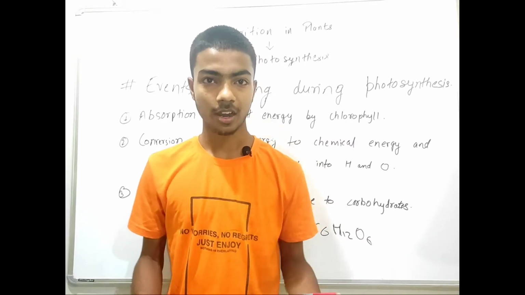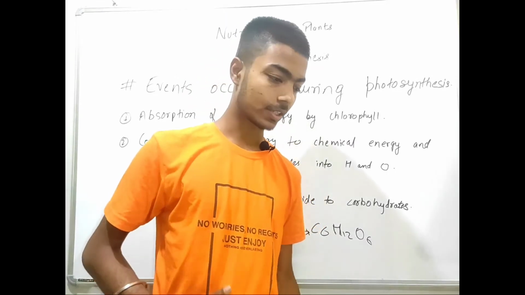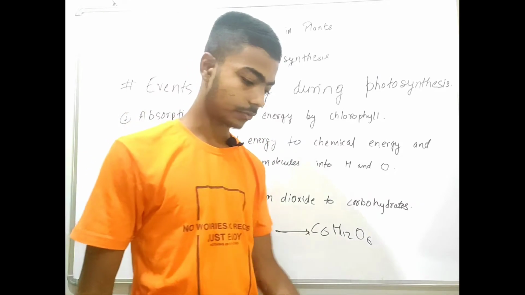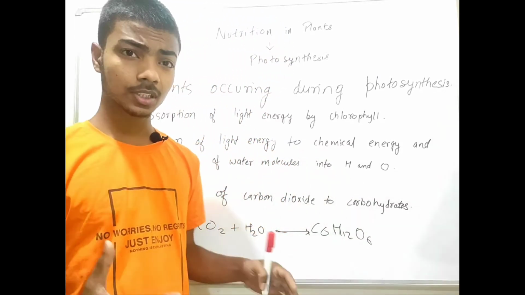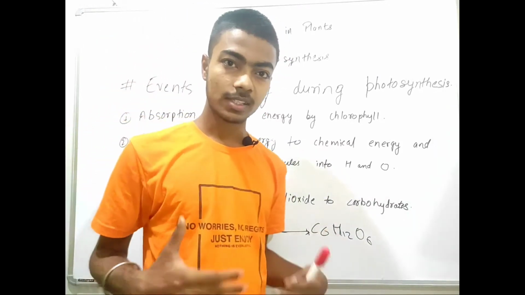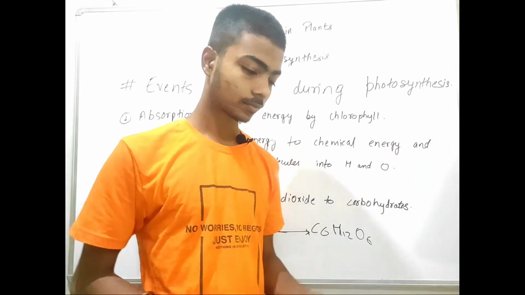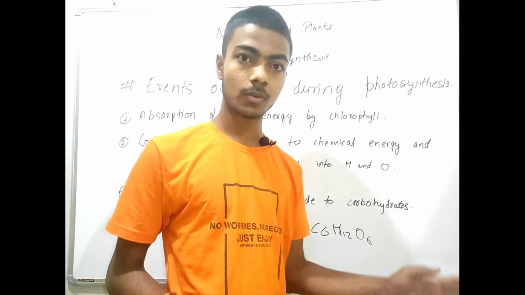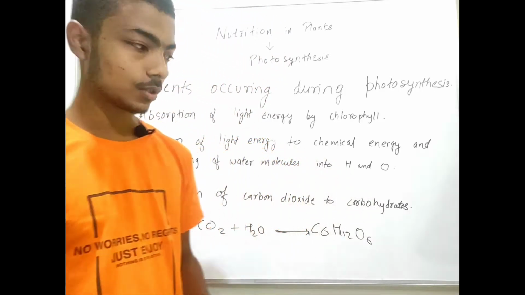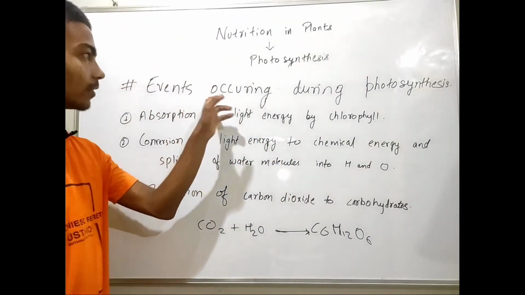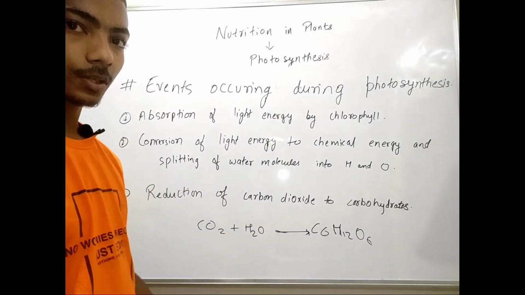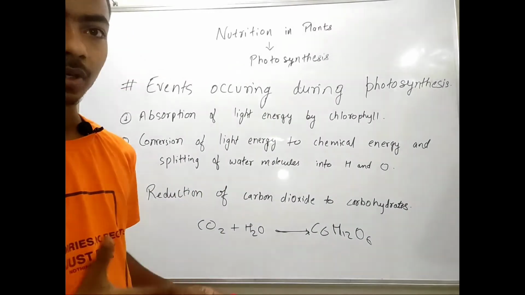Like in our body, after utilization of energy and our food nutrients, whatever food is left inside our body is stored in the form of glycogen, and in plants it is stored in the form of starch in the leaves. So now we will look at the events occurring during photosynthesis. Means what happens during photosynthesis, what are the steps.